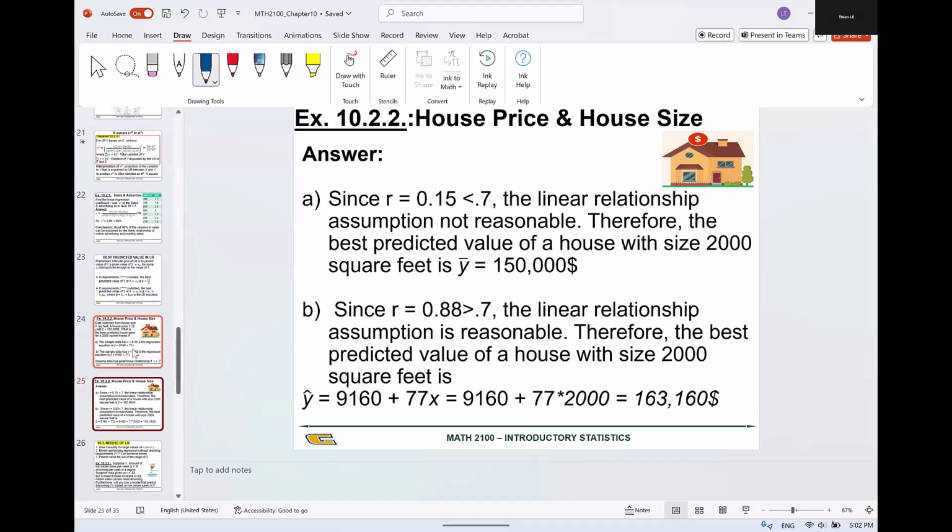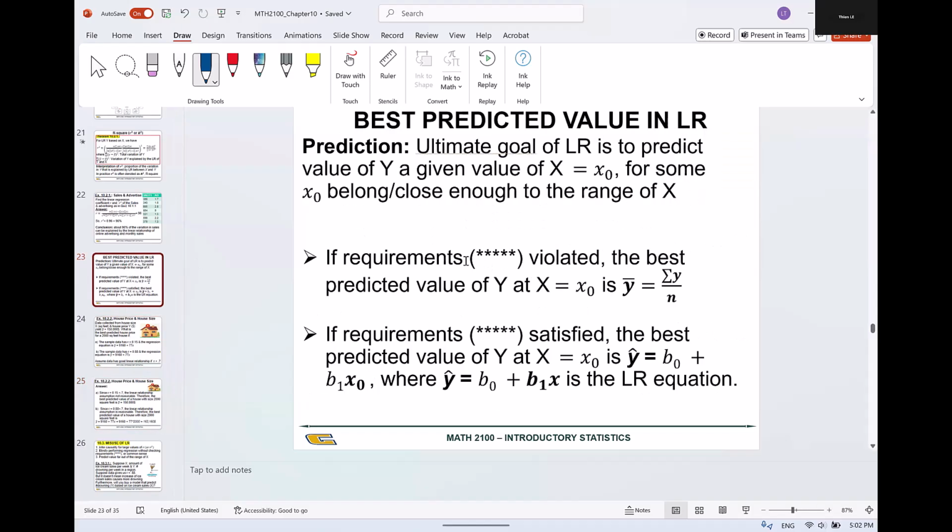So the message here is that you need to check the requirement before you perform the prediction. If the requirement is violated, then the best predicted value you use is y bar. And if it's satisfied, then you can use the linear regression line.